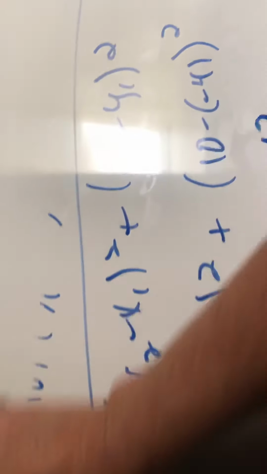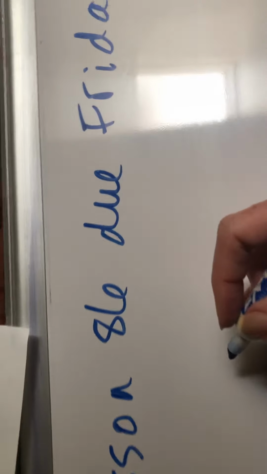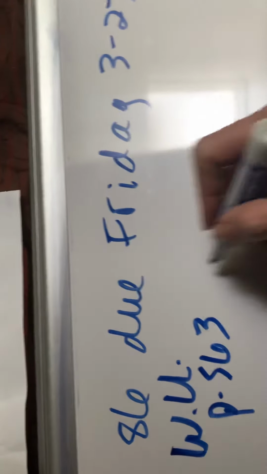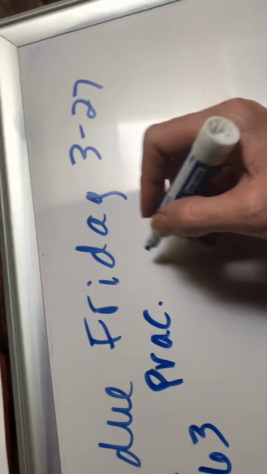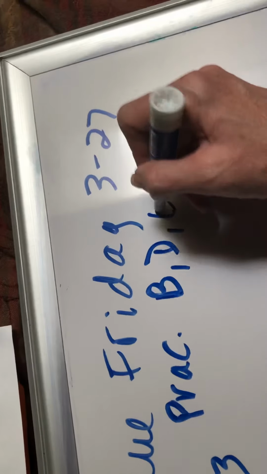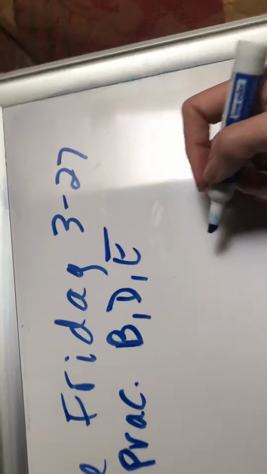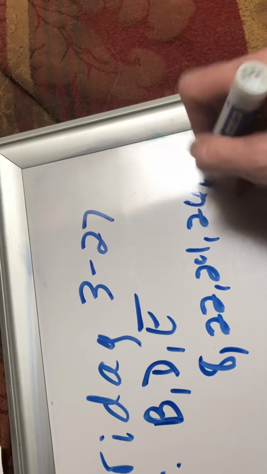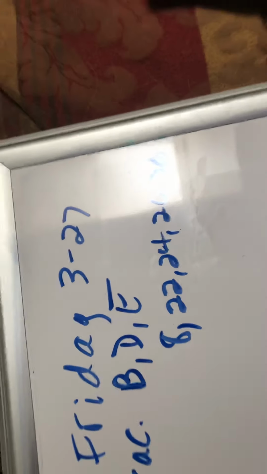Let me go ahead and make the assignment for you. And then there's something else I want to talk about. Okay, so on 86, that's due Friday, you're going to do the warm-up, of course, which is on page 563. You're going to do the practice, just B, D, and E. Those are the only practice ones I want you to do. And then you're going to do 8, 22, 24, 26, and 30. That's what you're going to do.